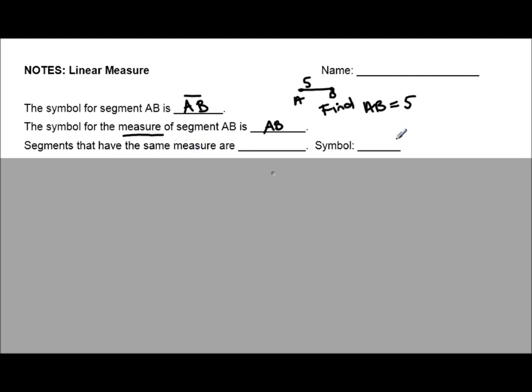When segments have the same measure, they're called congruent. Congruent segments are equal to each other. So the symbol that we use looks like an equal sign, but it has the tilde on top. That's the symbol for congruent segments. It's also going to be for any congruent angles, congruent circles, anything that's congruent.